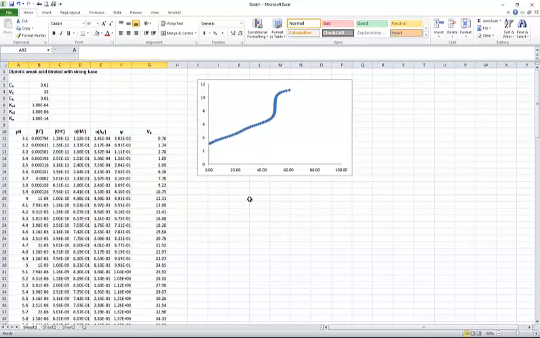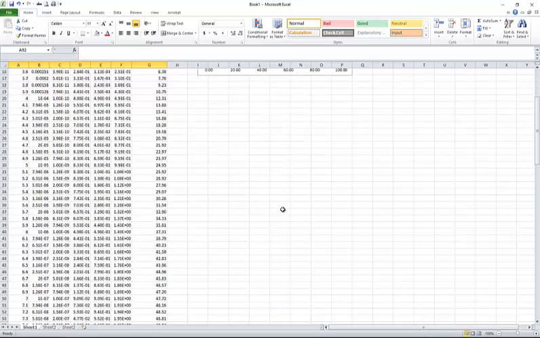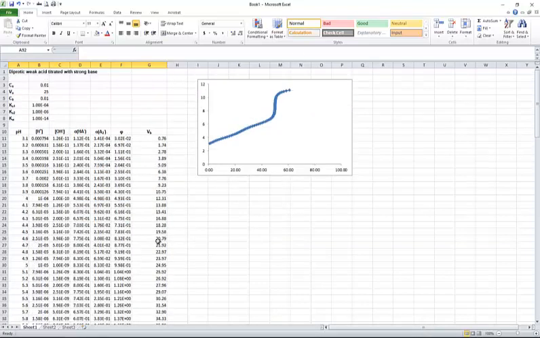I'll go back up and look at my graph now. Now it looks pretty good. If I wanted to go back and make it go a little bit farther, I could copy a few more points down and extend this out a little bit more if I wanted to. So we have the right shape of our graph.